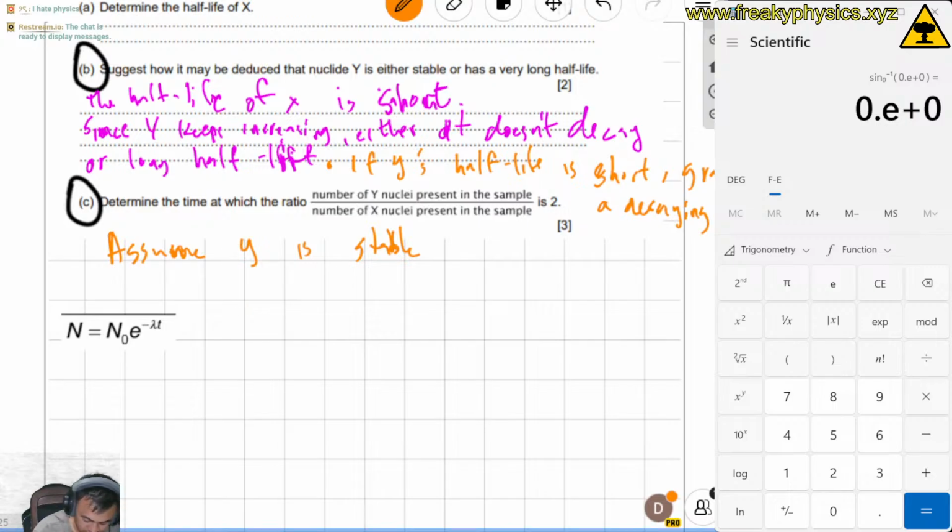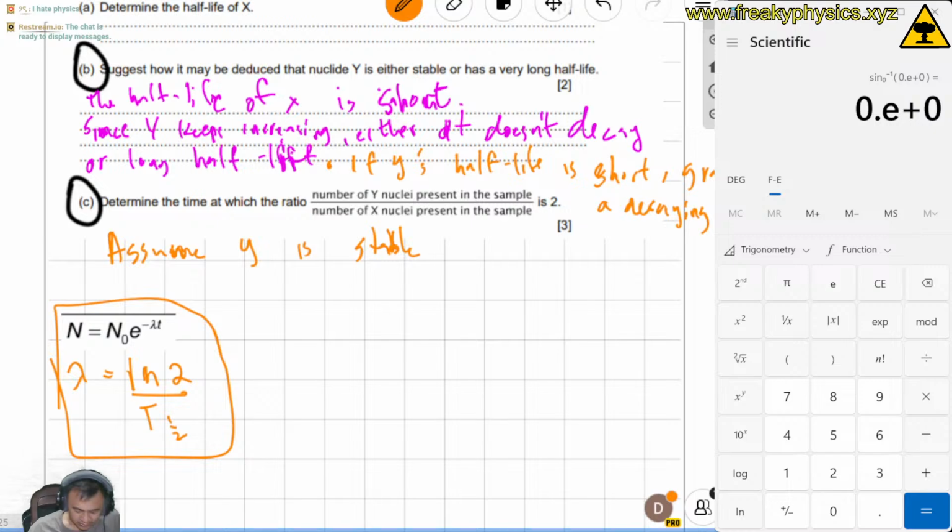Okay, so we also know that lambda is equal to the natural logarithm of 2 divided by the half-life. So that's what we would get from the graph. Let's take a look. What's the half-life again of X? So what we'll do here is first an equation. So Nx would be this, right? But what's Ny? It's going to be N0 minus Nx, right?